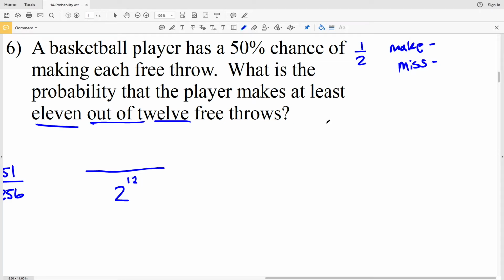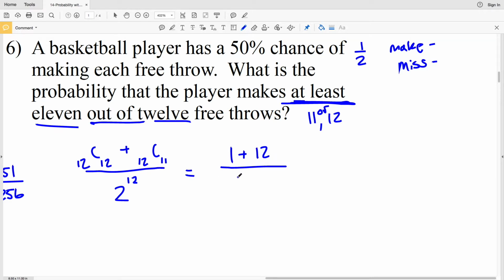But remember, we are looking for the probability that the player makes at least 11 out of 12. So that's either he makes 11 or he makes 12. So that'll be 12 choose 12 if he makes all 12, and we're going to be adding that, since it's either 11 or 12, to 12 choose 11. 12 choose 12 is 1, plus 12 choose 11 is 12, and that's all over 2 to the 12th, which is 4,096. So that's equal to 13 all over 4,096.